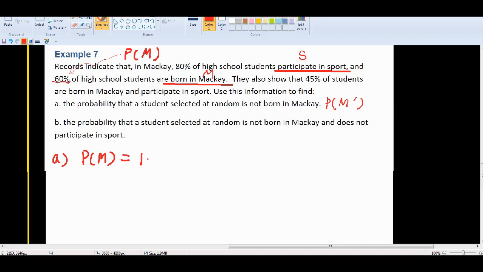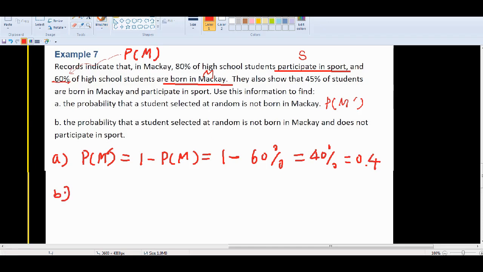So for part A, it's really easy. You just apply the complement rule: not born in Mackay is 40%, so possibly it's easier for us to write it as a decimal number.